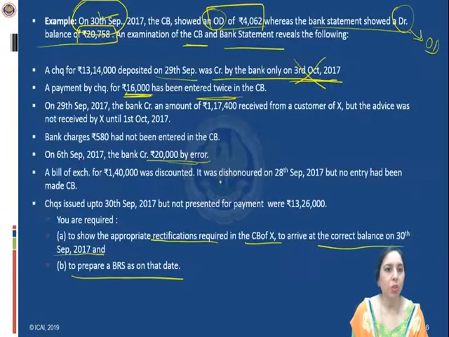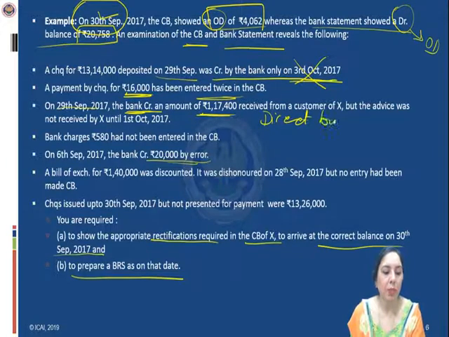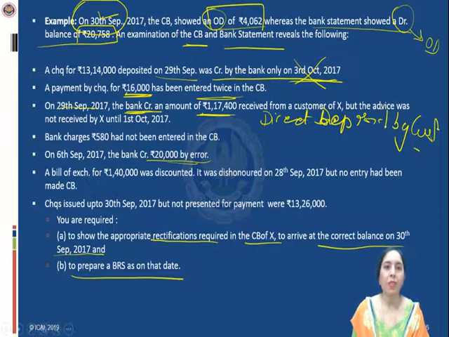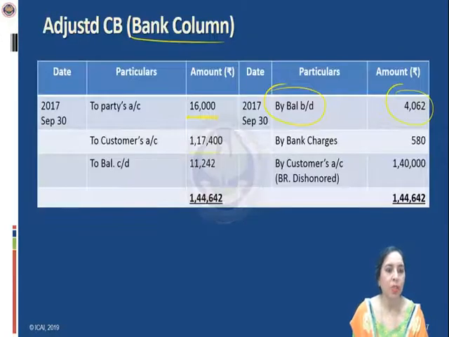1,17,400. If we go back to our question, on 29th September the bank has credited this much amount, received from a customer. So this is a direct deposit by the customer. As per our previous slides, we know that any direct deposit given by the customer directly into the bank is to be adjusted in the cash book.